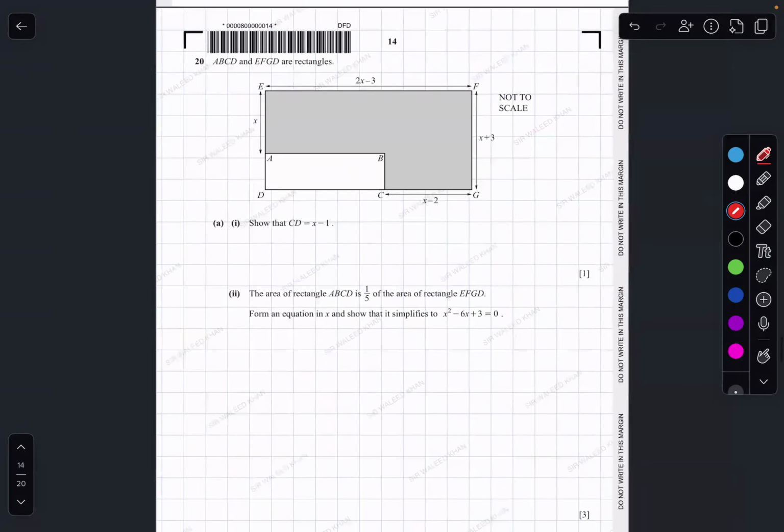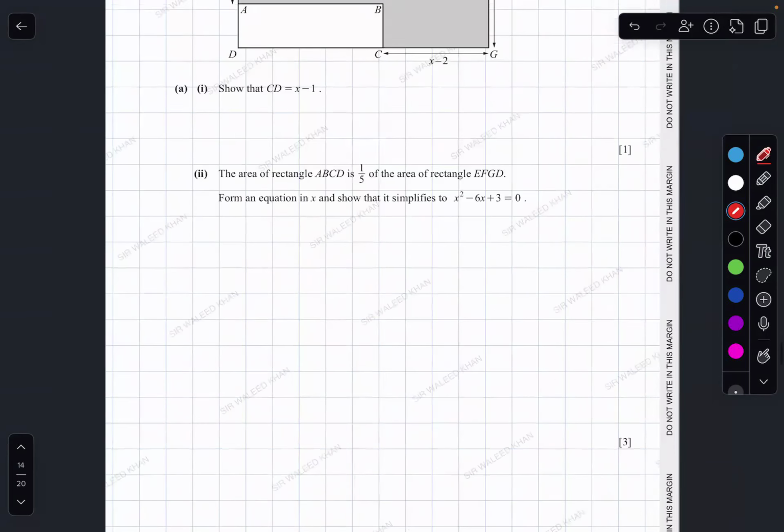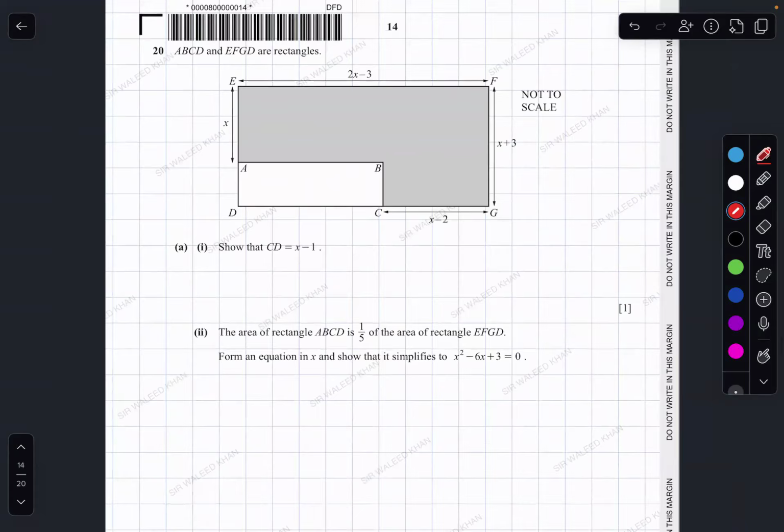Question number 20. Are you people done with this? Question 20. Yes or no?